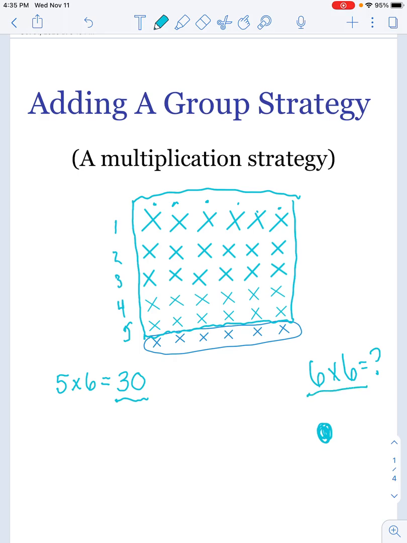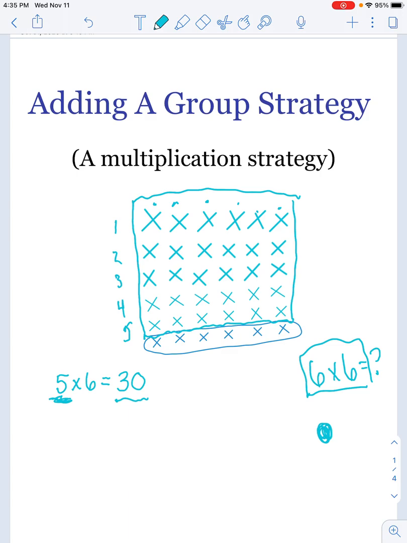So why did I just do 5 times 6? Well, I already knew the answer to 5 times 6. So 5 times 6, the only thing different about 5 times 6 compared to 6 times 6 is this 5 right here. See? That's the only thing different. So if I know what 5 times 6 is, and I need to get to 6 times 6, what do you think I could do?